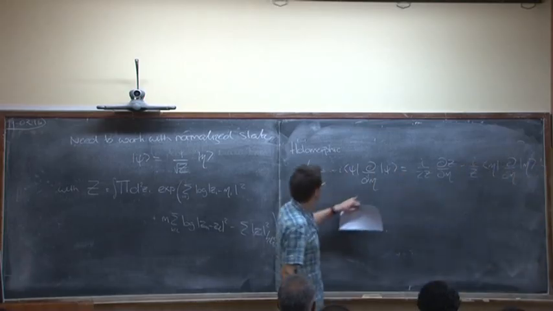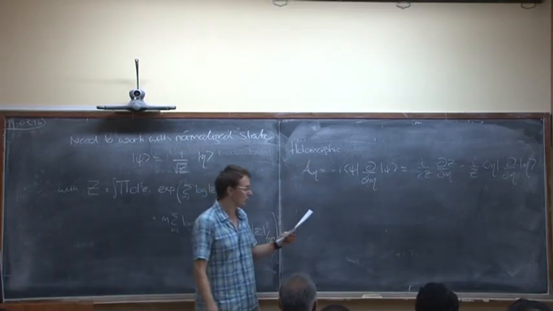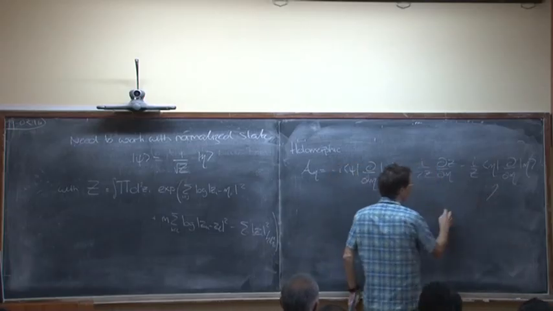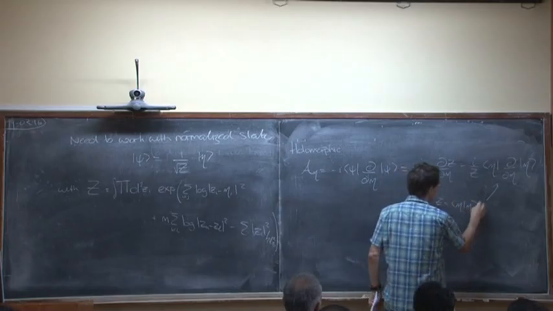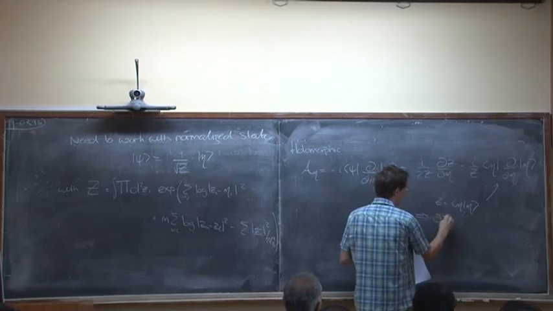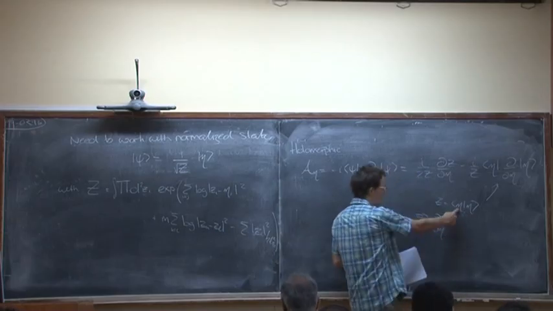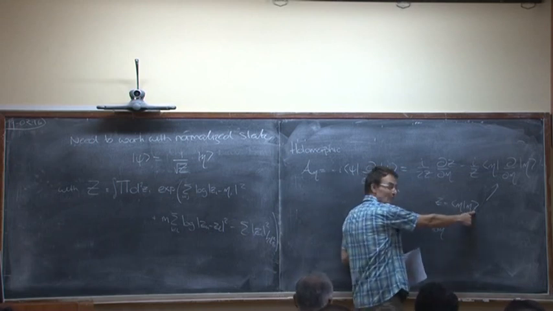This is writing psi in terms of eta and the square root of Z. But now this term you can rewrite in terms of Z, because Z is the same thing as the eta overlap. If I differentiate with respect to eta, this doesn't depend on eta, this only depends on eta bar. And this depends on eta.